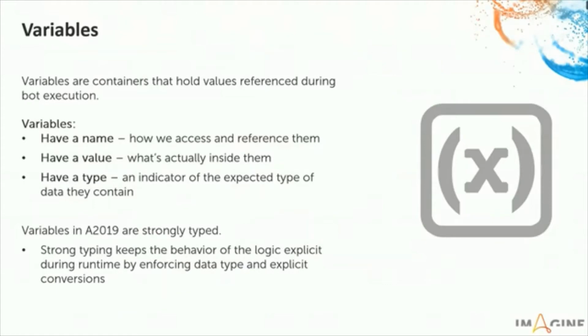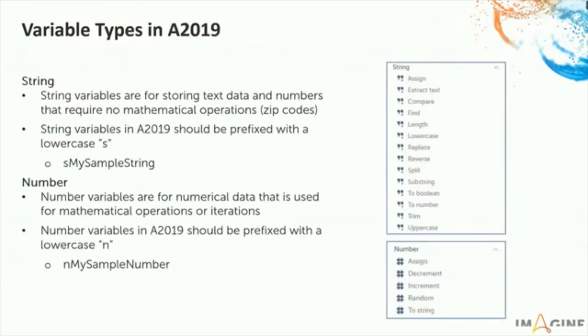Each variable also has a type, and the type is very specific as to what data is stored inside that variable. One of the differences in A2019 is that our variables are strongly typed, and we need to keep that in mind as we're building our bots. The benefit of having strongly typed variables is that we can do certain actions with those variables. For a string variable, we have a large list of actions within the string package that manipulate the data within the string.